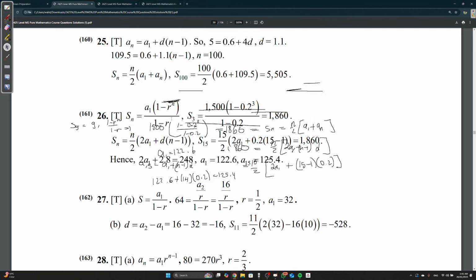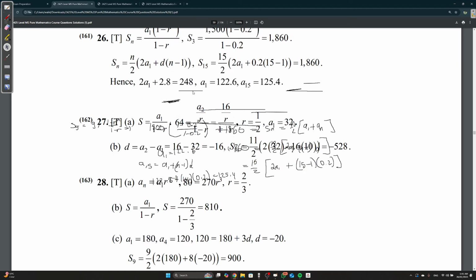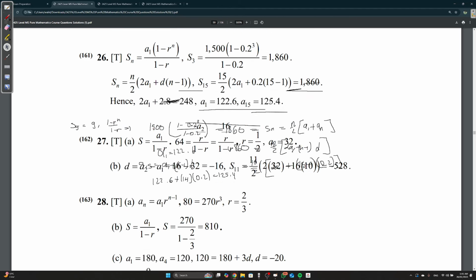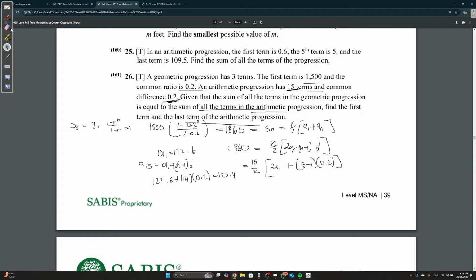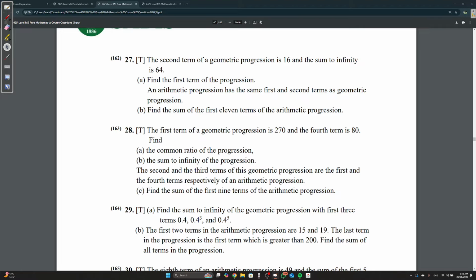So let's see what the answers are. 122.6 for A1 and 125.4 for A15. Very easy. Question 27. The second term of a geometric is 16 and the sum to infinity is 64. Okay, so G2 is 16 and the sum to infinity is 64. Find the first term of the progression. So find G1.